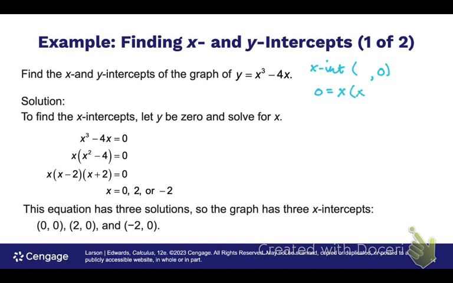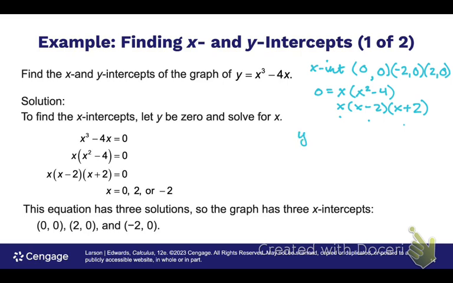And I have x squared minus 4. Well, do I got to factor again? Yeah. So x and x minus 2 and x plus 2. So we have 3 x-intercepts, don't we? What's x? We have 0, positive 2, and negative 2. So I have (0, 0), (negative 2, 0), and (2, 0).